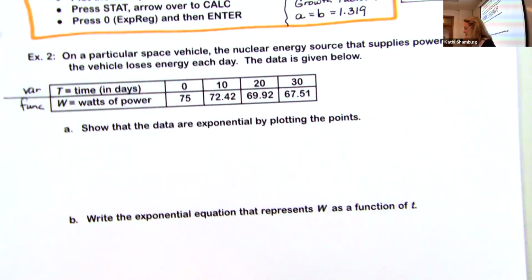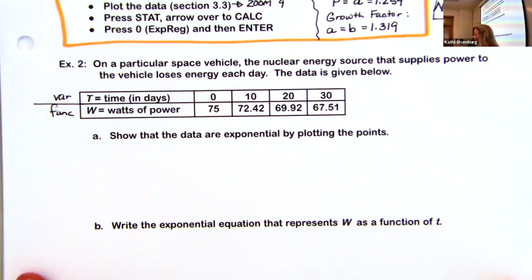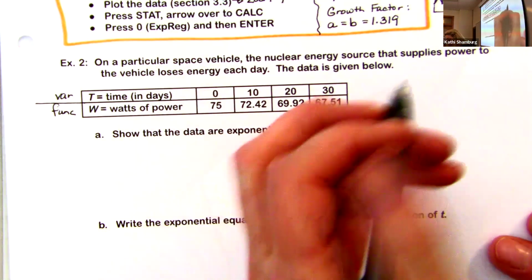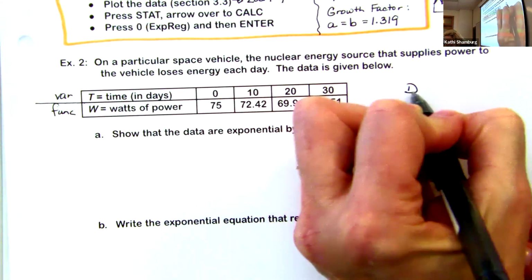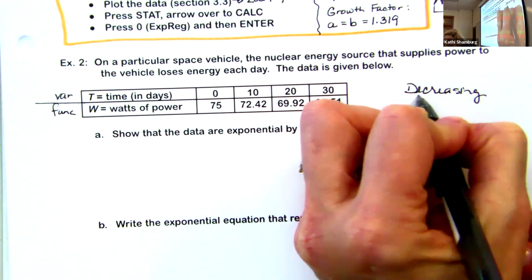Okay. All right. So while you were entering that, now let's backtrack and just read the problem and see what's going on. On a particular space vehicle, the nuclear energy source that supplies power to the vehicle loses energy each day. The data is given below. Okay, what type of exponential relationship do we have here? Look at the table and tell me what's occurring. It's decreasing, which means we have decay, right? So we know it's decreasing, which exponentially that represents decay.